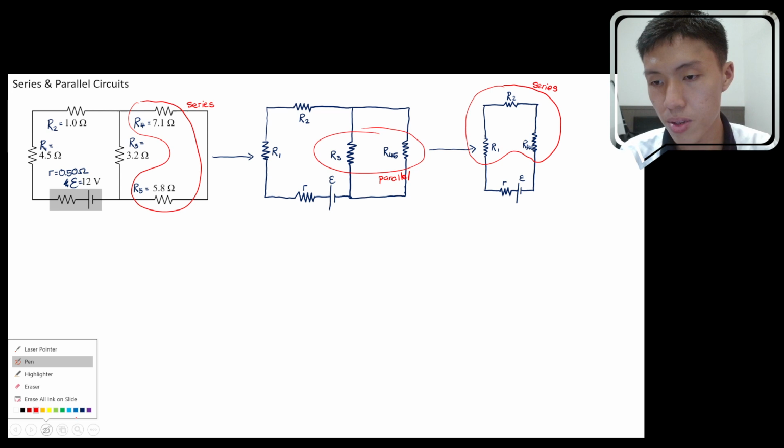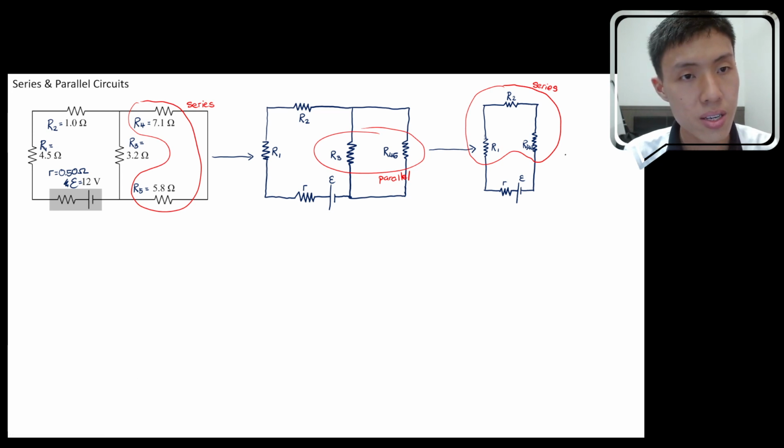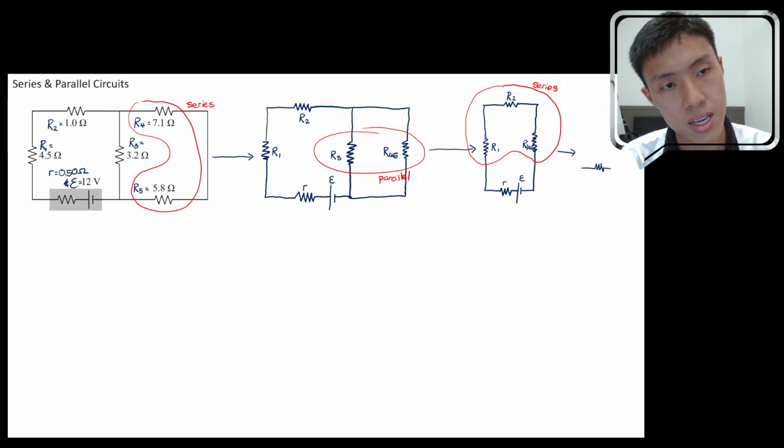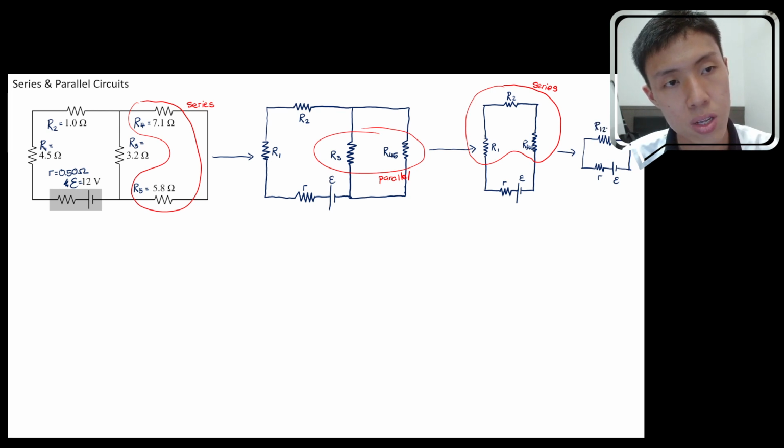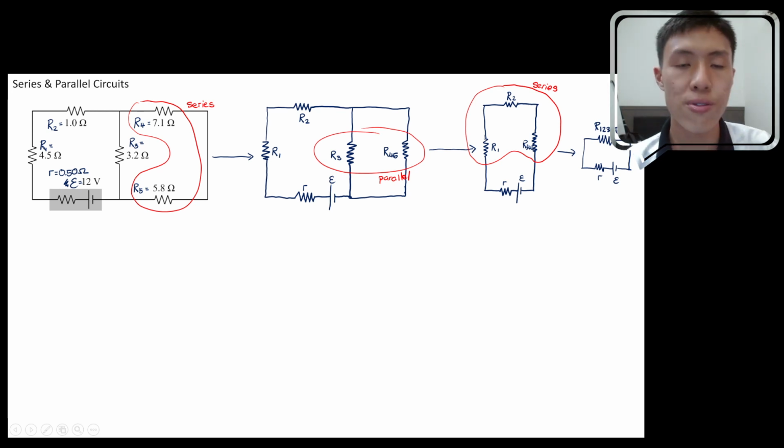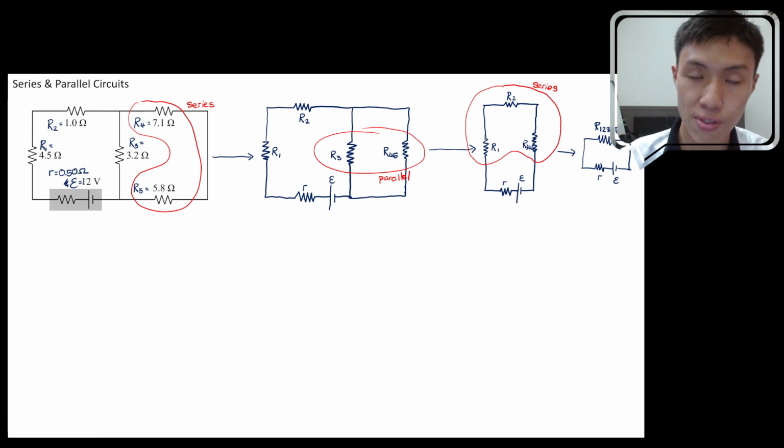Then lastly, I believe your diagram will be just internal resistance and also the battery connected to one single resistor. I'm going to label this as R, this one as epsilon, this one will be a combination of everything, R1, 2, 3, 4, 5. Okay, so we have already figured out how we are going to combine the resistors step by step to get the effective resistance.